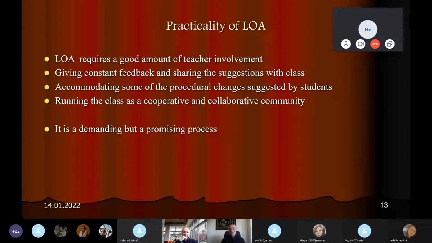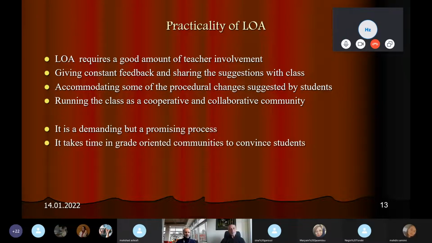It is demanding, but a promising process. I am telling you guys, I have been using this technique, this approach, philosophy, whatever you want to call it, for the last 20 years. And I have always been successful. I have always been happy. And I have always enjoyed impressions and feedback from my students. It takes time, especially in grade-oriented communities like Iran, to convince students that they want to change. Learning happens in a different way, not by memorizing.